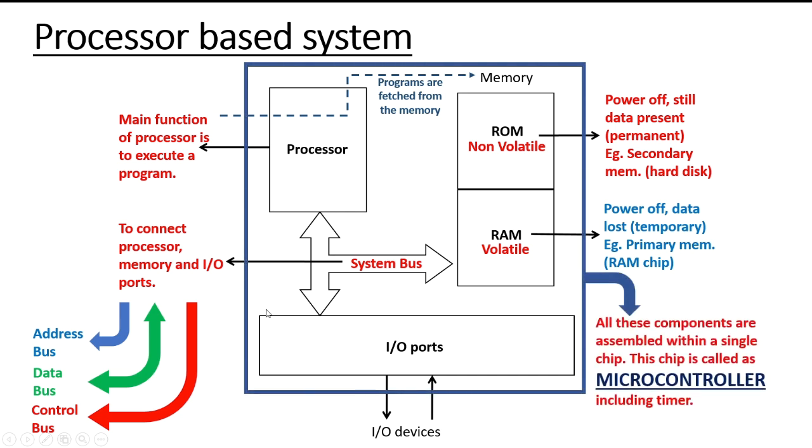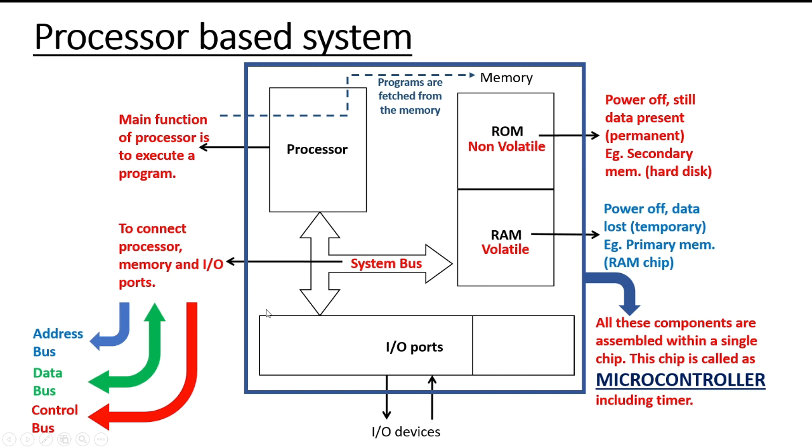So when all these components are assembled within a single chip, that single chip is called the microcontroller. And in a microcontroller there is a timer. So along with this component there is a timer. So why is the timer used? Basically the timer is used to create a delay between two events.